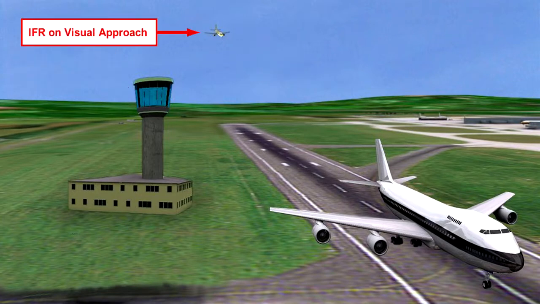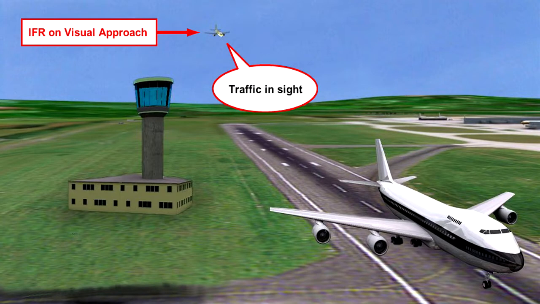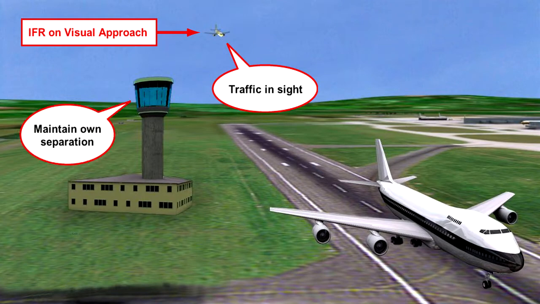The other occasion when an air traffic control unit is not required to ensure wake turbulence separation is when an arriving IFR aircraft is executing a visual approach, has the preceding aircraft in sight, and has been instructed by that air traffic control unit to maintain own separation. Again, in such an instance, the air traffic controller will issue a wake turbulence caution.